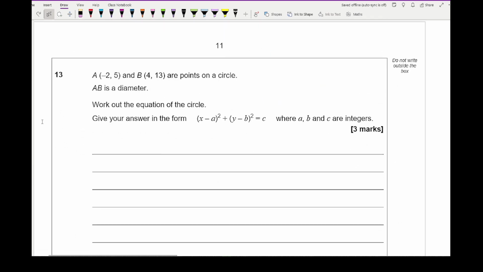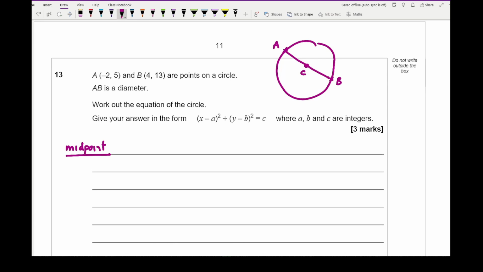Moving on to question 13, it says that A is at minus 2, 5, B is at 4, 13, are points on a circle. AB is the diameter. Work out the equation of the circle. Give your answer in the form of x minus a squared plus y minus b squared equals c, where a, b and c are integers. Well, for this, the first thing I need to do is find the midpoint. Because if I draw a little sketch, then this point here is A, this point here is B. That's the diameter of the circle, so the midpoint is going to be our center.